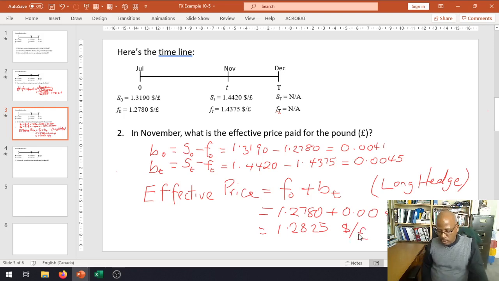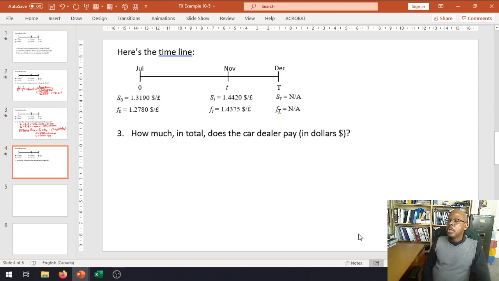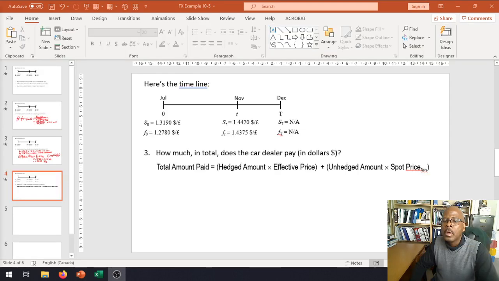So finally, we'll answer question 3. Question 3 says: how much in total does the car dealer pay in dollars? How much in total? Let me show what the formula is going to be. I'm going to pop up the formula, and then we will calculate out the amount. So there it is, the total amount that's paid, and let's go through the logic of this.